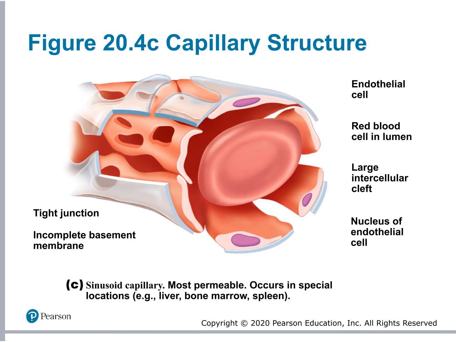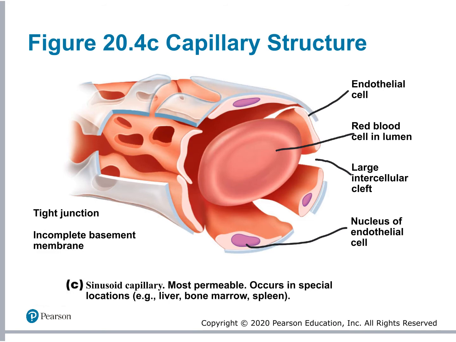The sinusoid capillaries have to allow whole cells to pass into or out of the circulation. Let's label some of these structures. We have the endothelial cell right there. The red blood cell inside the lumen, again, is right there. Large intercellular cleft right there. The nucleus of the endothelial cell is going to be right there.